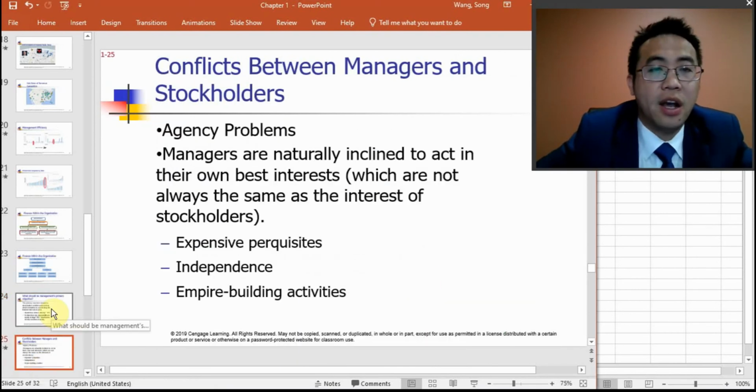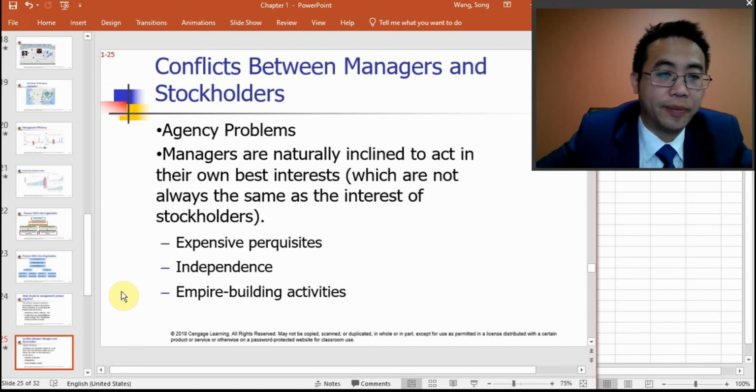In reality, the managers are selfish, and they do not always behave in the best interest of their employer, which is the owner. And that comes to this issue called agency problems. The agency problems happen when managers are naturally inclined to act in their own best interest, which is not consistent with the best interest of the shareholders.